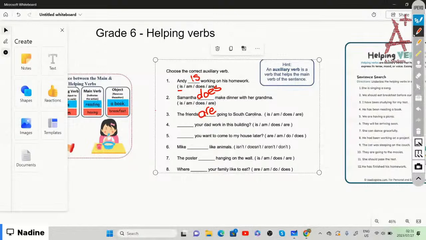We need to choose one of these words, which is either is, am, does, are. ___ your dad work in this building? So is your dad work in this building? Am your dad work in this building? Does your dad work in this building? Or are your dad work in this building? So we can then ask the question, does your dad work in this building?